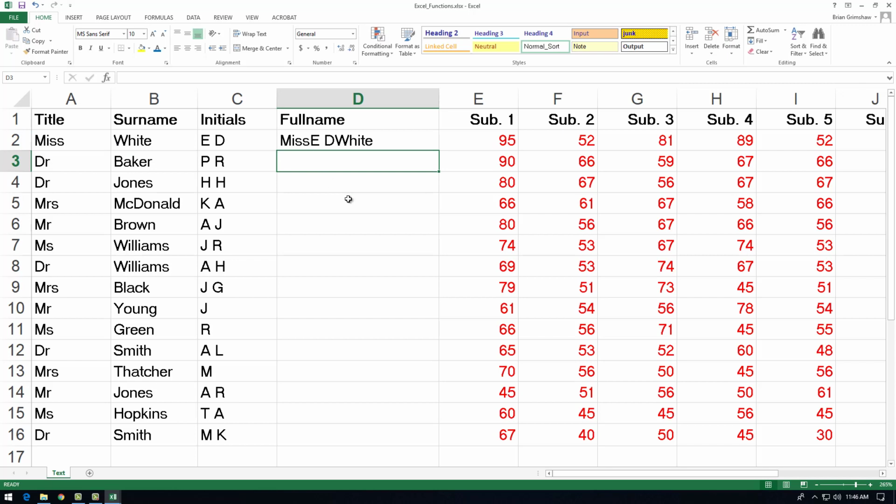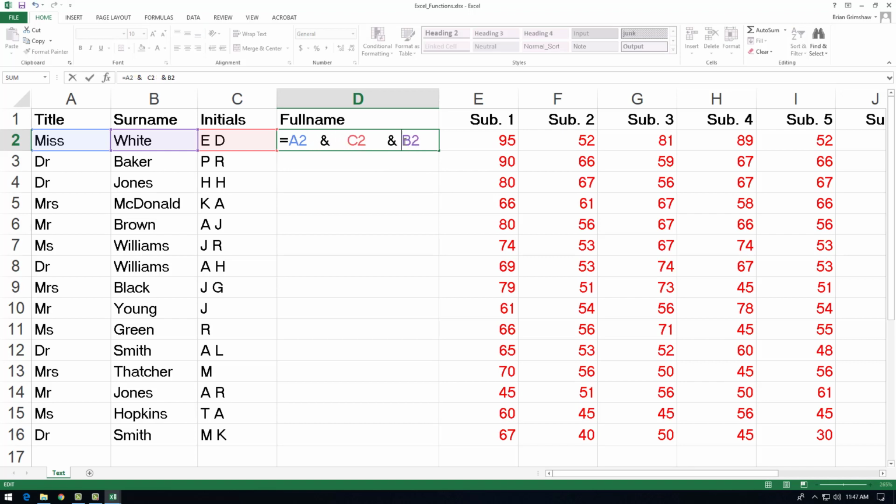Boom, baby. Now I have Missy Dwight, which is not exactly what I was looking for, but it is closer, isn't it? So what do I have to add to this to make this say Miss E.D. White rather than Missy Dwight? Spaces. So check this out. I'm going to put some spaces in here. And yeah, I'm kind of exaggerating a little bit because watch what happens when I hit enter.